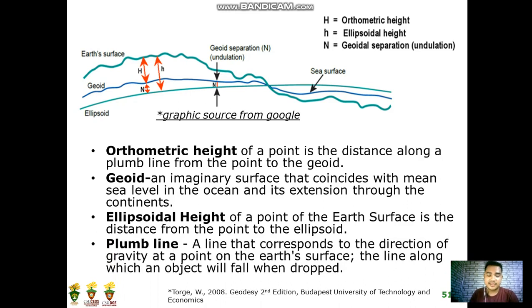Again, so naman the definition sa plumb line. Plumb line is a line that corresponds to the direction of the gravity. So, di ba, malakong iyon ganina. At a point on the Earth's surface, or also, it is the line along which an object will fall when dropped. Madulong man siya sa center of the gravity sa Earth.